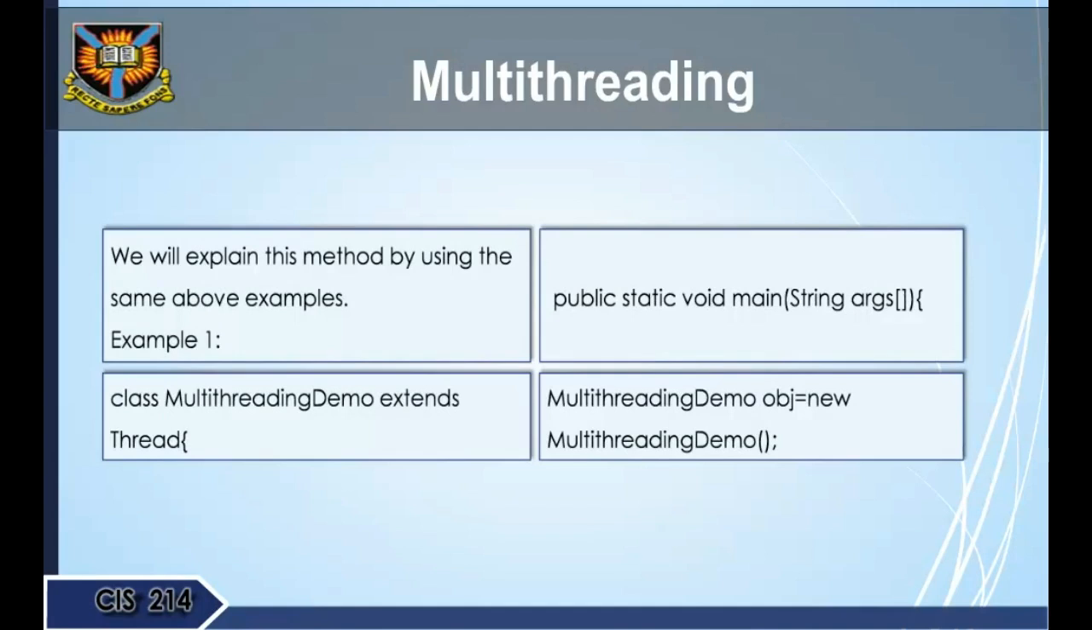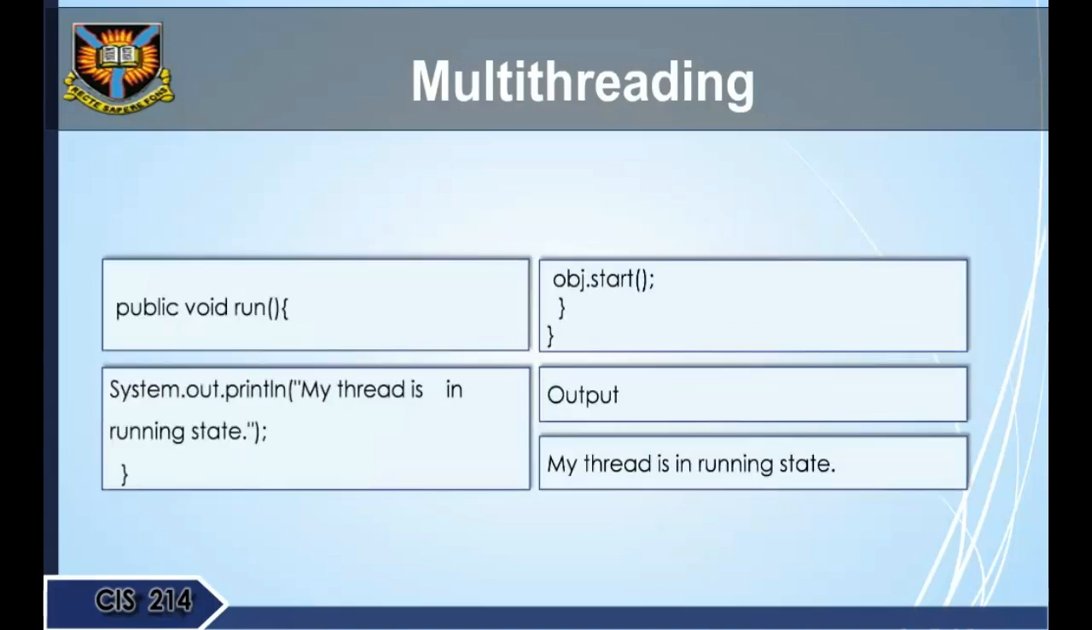Example 1. class MultithreadingDemo extends Thread { public void run() { System.out.println("My thread is in running state"); } public static void main(String[] args) { MultithreadingDemo obj = new MultithreadingDemo(); obj.start(); } } Output: My thread is in running state.